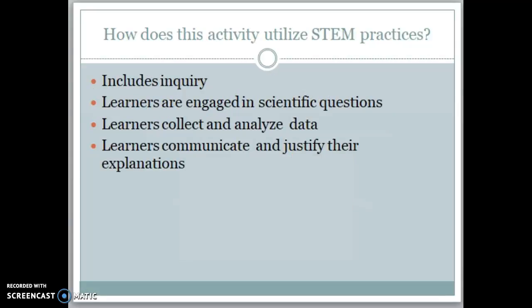How does this activity utilize STEM practices? It includes inquiry. Learners are engaged in scientific questions. They collect and analyze data, and communicate and justify their explanations. It's important to remember that activities do not need to be completely designed by students in order to meet the standards for inquiry. This activity could be provided at various levels, as I said earlier.